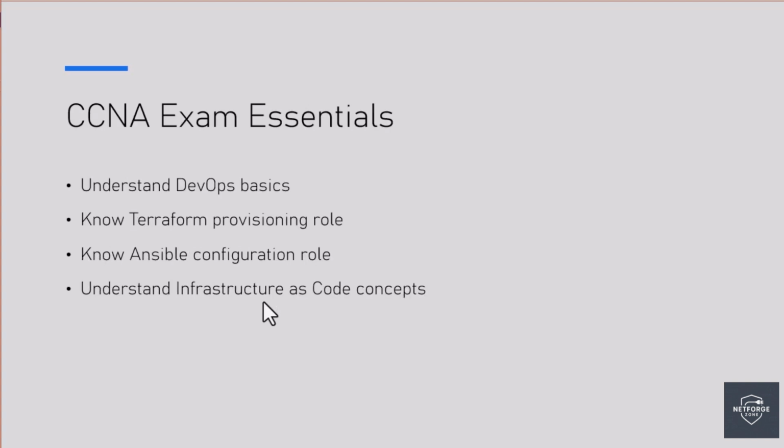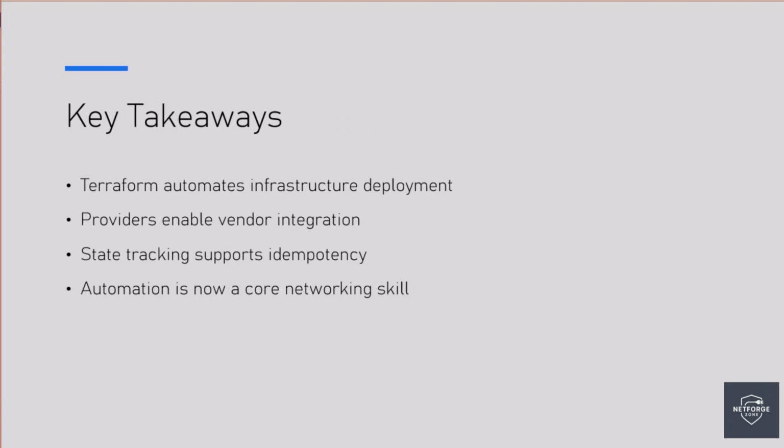For the CCNA exam, you should know that Terraform is a provisioning tool, Ansible is a configuration tool. That's the memory shortcut that you have for the exam. And also, you should know that these are the tools used to make sure that your network is going to work well. And you should understand infrastructure as code, which means that the network is scripted and documented config.